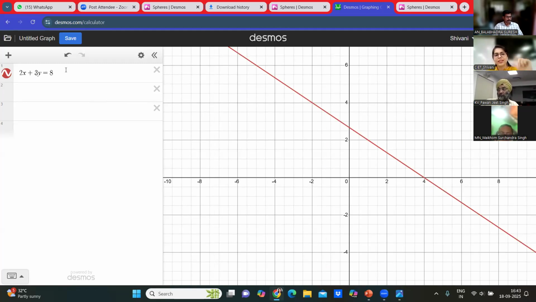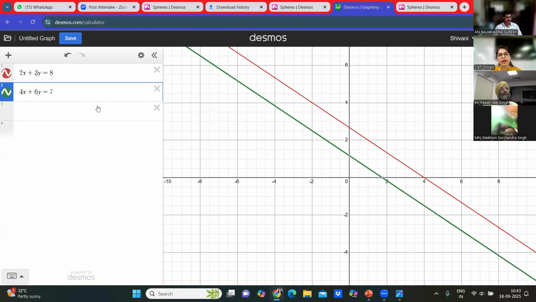You can see that there is a four-function calculator for the primary classes, and the scientific calculator is also for class 10. 4x plus 6y equals 7. So you write two equations and you can see that both equations are parallel. So there are no solutions. This kind of thing you can explore yourself.